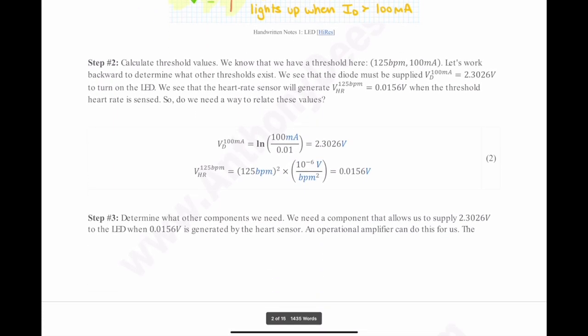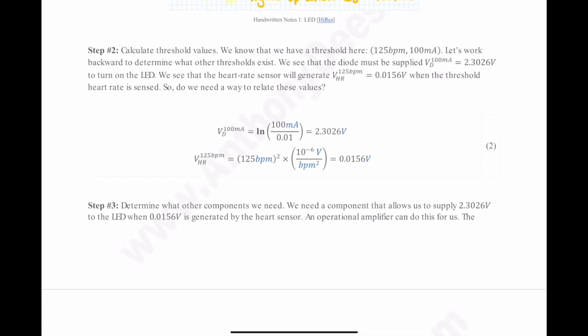Now we need to calculate what the threshold values are going to be, because essentially we want the LED to light up when the beats per minute, when the heart rate goes above 125 beats per minute. So our two thresholds that we're working with are here, 125 beats per minute, and that should correspond to 100 milliamps. So let's work backward to determine what other thresholds exist. We see that the diode must be supplied with 2.3 volts in order to turn on the LED, and we get that number from this equation right here.